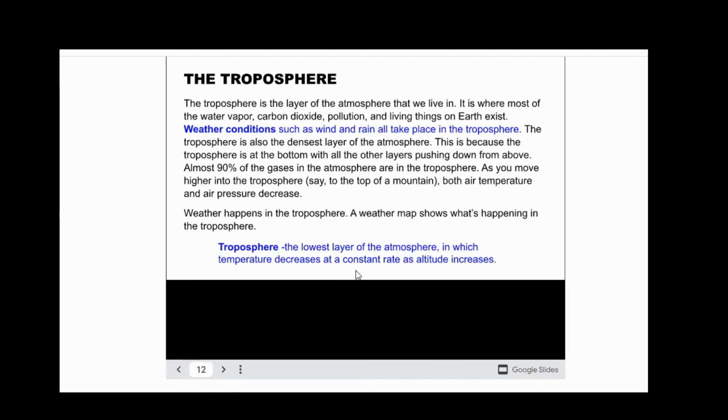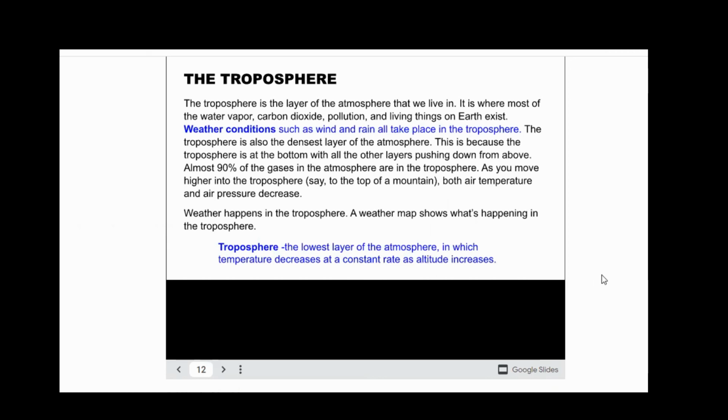This is our densest layer of the atmosphere. It's at the bottom, so all the other layers are kind of pushing down on it. So this is where 90% of our gases in the atmosphere are held. It has to be able to support the weight of all those other layers.